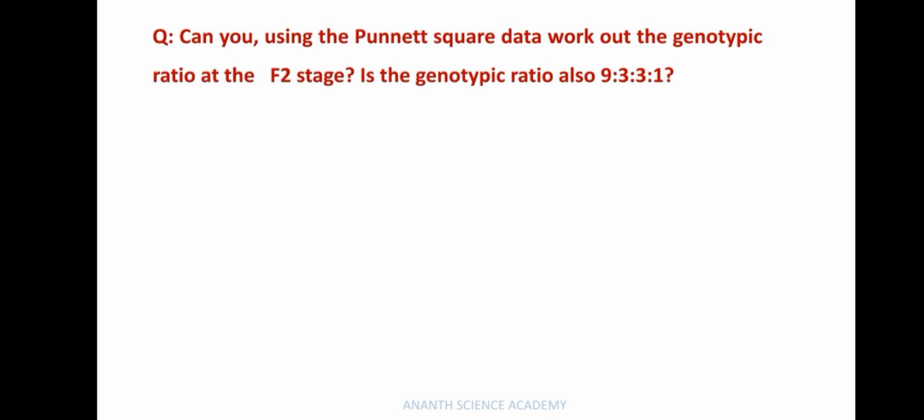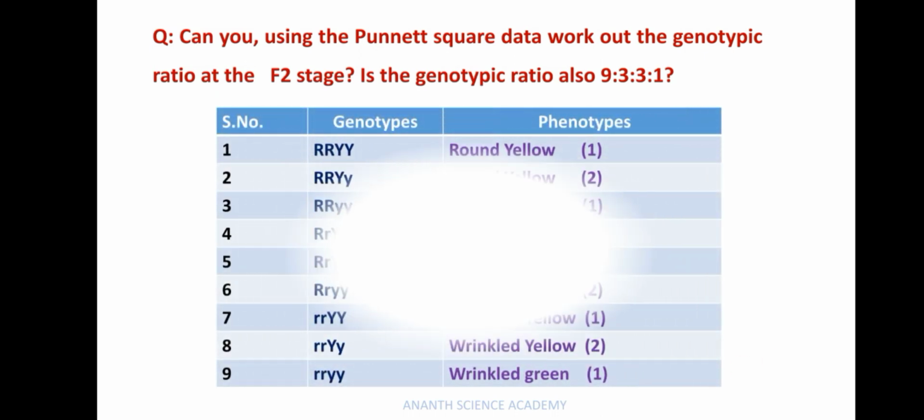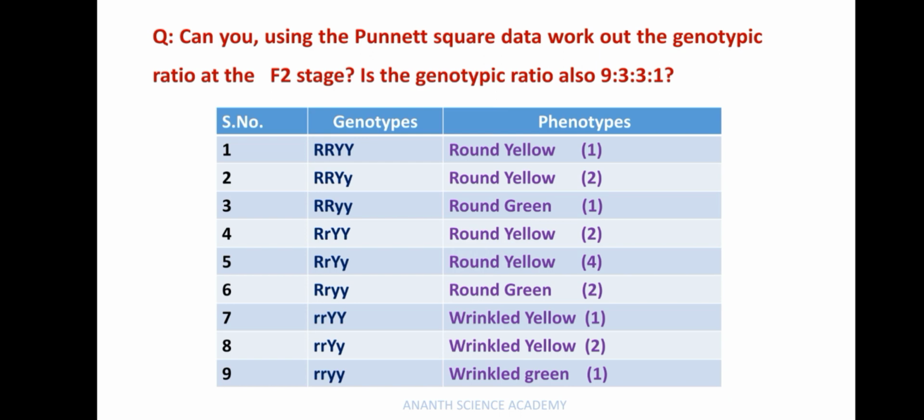Can you, using the Punnett square data, work out the genotype ratio at the F2 stage? Is the genotypic ratio also 9:3:3:1? No, it is not so. But you can work out the genotypic ratio. In the following tabular column, you can see that. Hope you are able to follow, my dear friends.